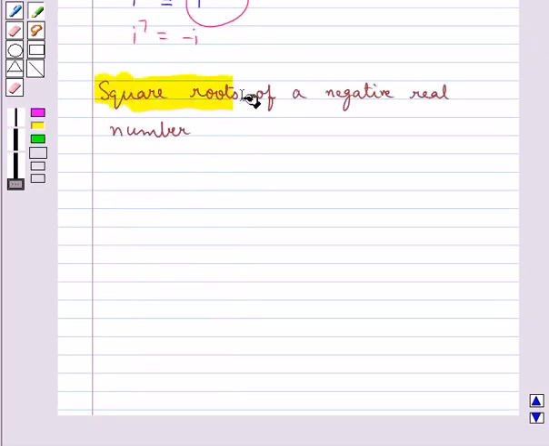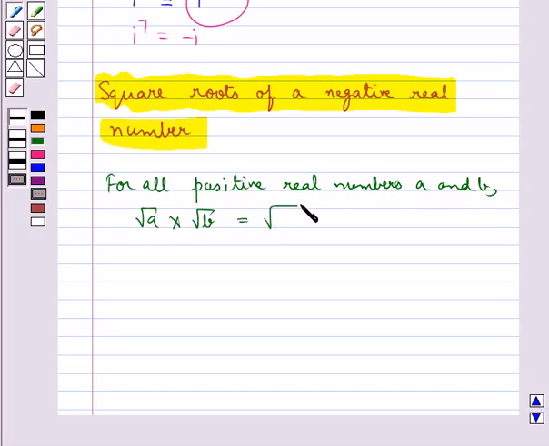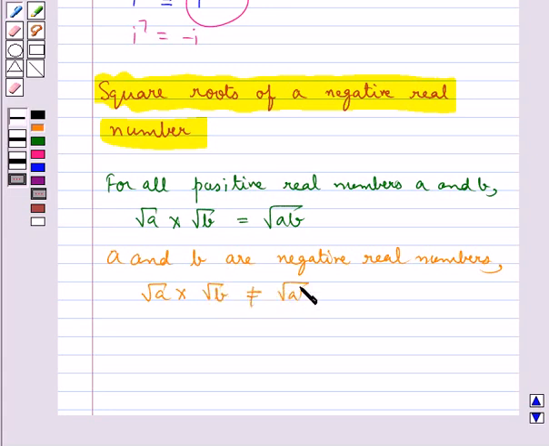Now, we have square roots of a negative real number. We know that for all positive real numbers a and b, we have square root a multiplied by square root b is equal to square root ab. And if a and b are negative real numbers, then square root a multiplied by square root b is not equal to square root ab.